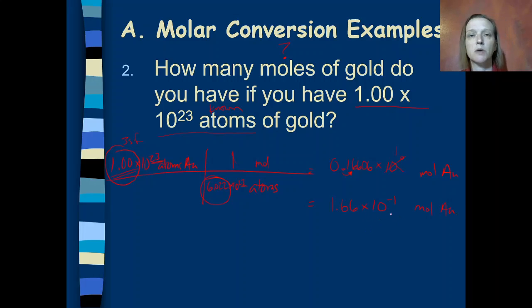Scientific notation is most helpful when the number is really large or really small, and this number is really just 0.166 moles of gold. So either one of these answers would be fine to give, but the scientific notation really isn't necessary when the number isn't gigantic or super small.